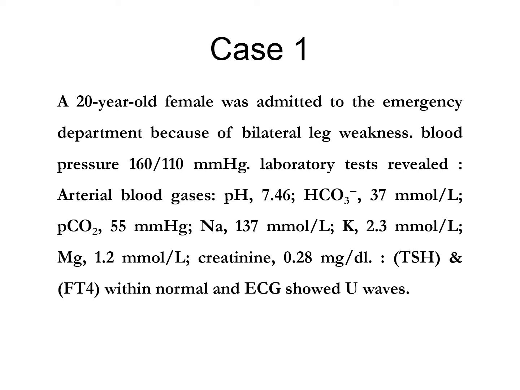ECG showed a U wave. So it is a young female, hypertensive, who may have a cause of secondary hypertension, presented with muscle weakness in the form of bilateral leg weakness. Her laboratory tests showed metabolic alkalosis, hypokalemia, borderline magnesium, and the ECG showed a prominent U wave due to hypokalemia.